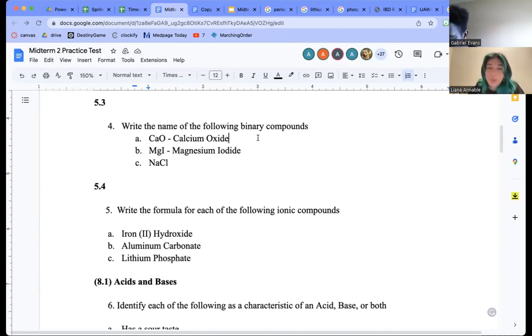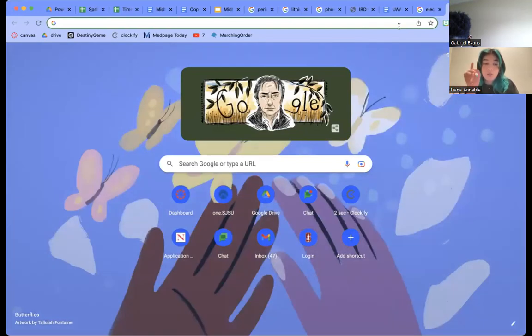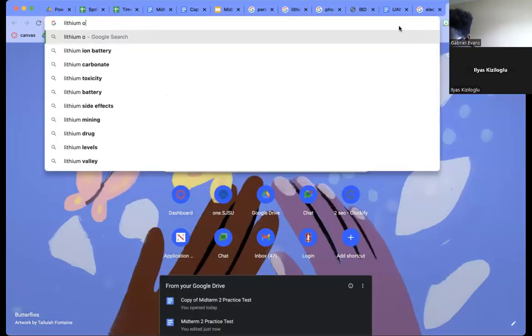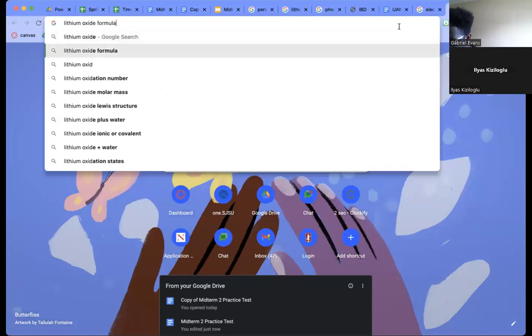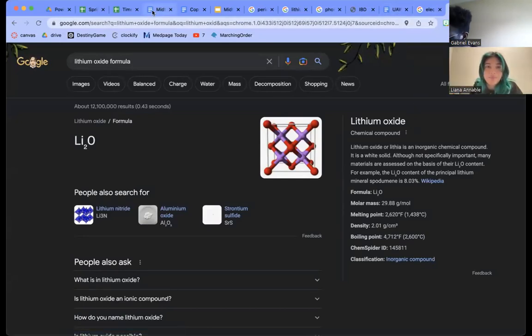And yes, you wouldn't have to specify. For example, we can pull up lithium oxide. It's going to be Li2O, but it's just called lithium oxide. Okay, I see. So if you see that, then you know it's ionic, I guess. Okay. Thank you for bringing that up.